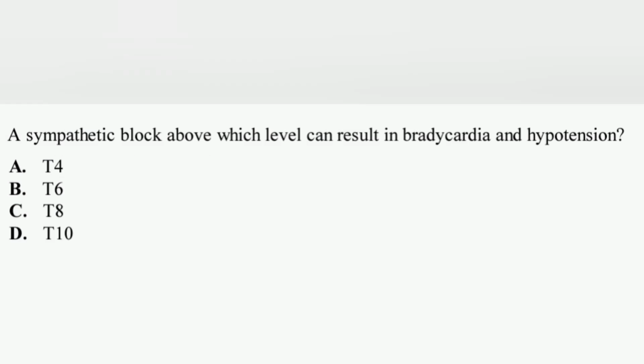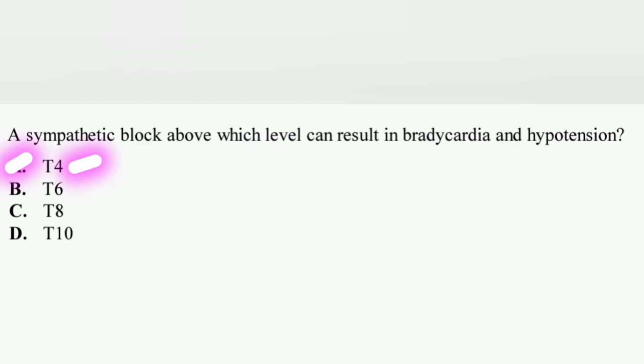A sympathetic block above which level can result in bradycardia and hypotension: T4, T6, T8, or T10? The correct answer is A. A high sympathetic blockade, that is T4, can result in bradycardia and hypotension secondary to the blockade of cardioaccelerator fibers. This should be treated promptly with a vasopressor such as ephedrine, as cardiac arrest secondary to the bradycardia and hypotension can occur. Ephedrine is used when there is severe bradycardia and hypotension.